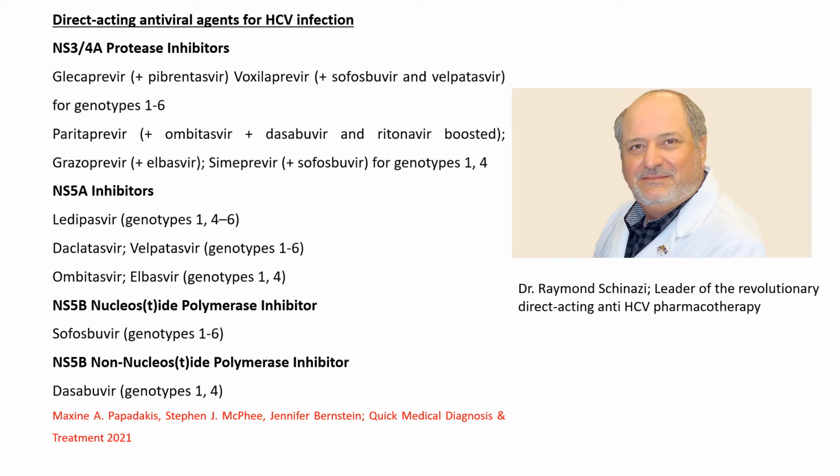Sofosbuvir is a non-structural 5B nucleotide polymerase inhibitor, which is pan-genotypic, genotypes 1 to 6 of HCV. We have also other drugs that have been invented, like non-structural 5A inhibitors. And these non-structural proteins, whether 5A, 5B, or else, are of crucial importance in HCV replication.